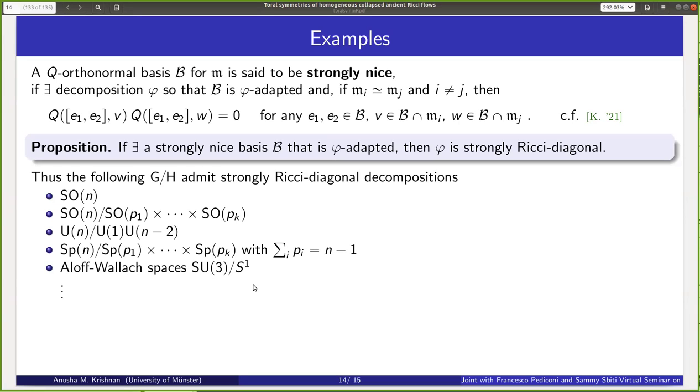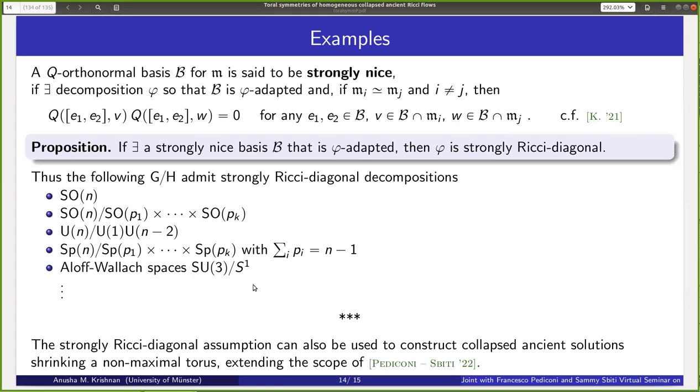Okay, so we have all these examples of strongly Ricci diagonal decompositions, which was one of our assumptions in the theorem. And finally, let me mention that using the strongly Ricci diagonal assumption, we can also adapt the previous work of Pediconi and Sbiti to construct collapsed ancient solutions that shrink a non-maximal torus.